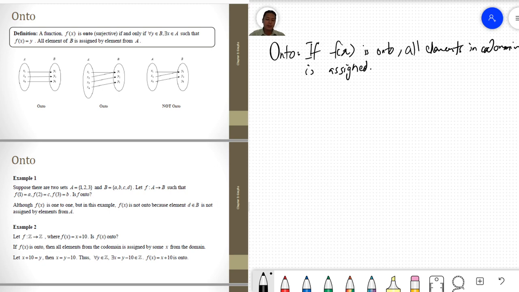The proper actual definition of onto is: if f(x) is onto, then it means that for every y in the given codomain, there exists an element of the domain which assigns to it.